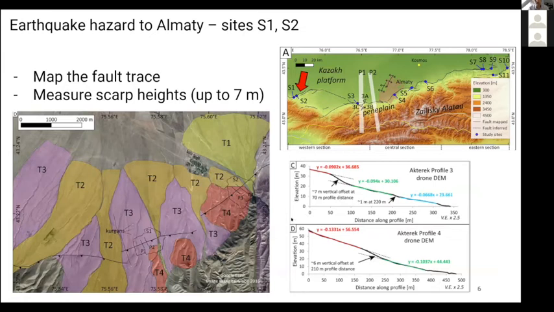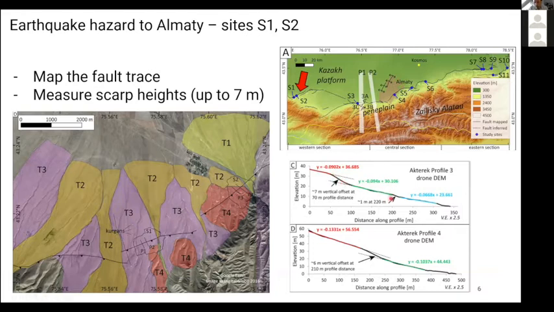And we made a geomorphological map. So we find different generations of fans. T1 is the youngest generation, and then we find older fans, T2, and even older fans, T3, and the oldest ones are T4. And we could map them with the remote sensing techniques. And with the drone images, we measured the height of the fault scarps. So for example, here we have a 7-meter high fault scarp offsetting these alluvial fans.